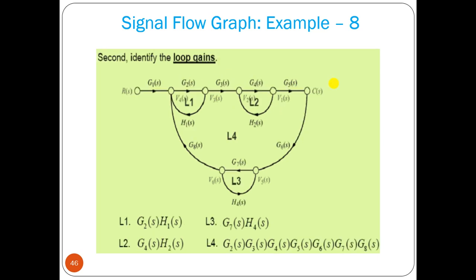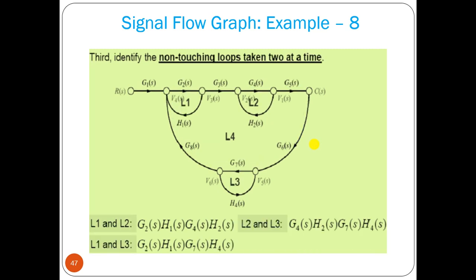Now what loops are there? We can see here this is one loop, this is another loop, this is another loop. These are the 3 loops. We can get another loop. This is another big loop, right? Starting from here, going to this and coming back. So we have a total of 4 loops.